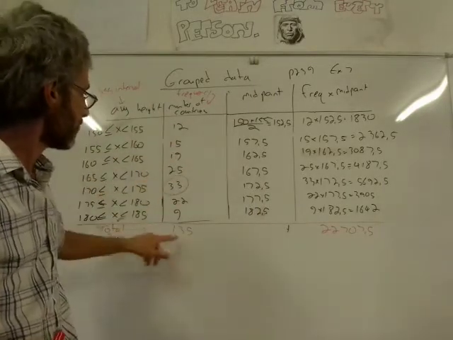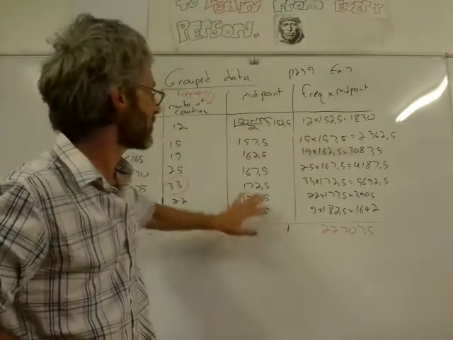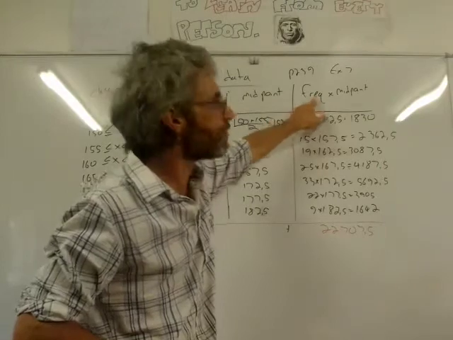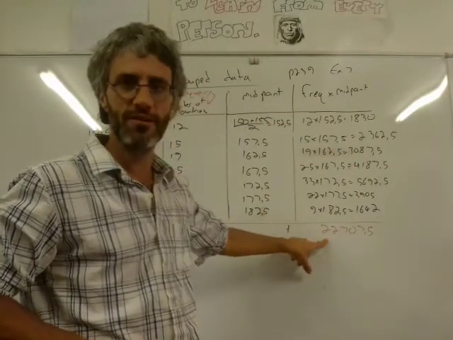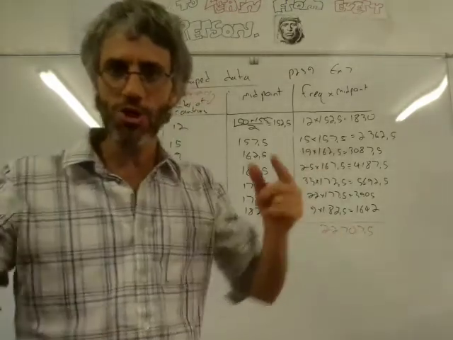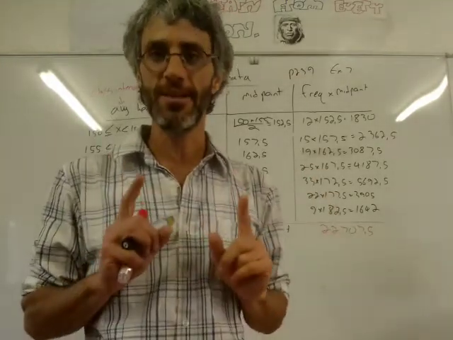We added all the number of countries and got 135. We don't need to add the midpoints. That's not a problem. What we need to add is the frequency times midpoint, and I got 22,707.5. Can you now try and guess how we calculate the mean, or estimate it?